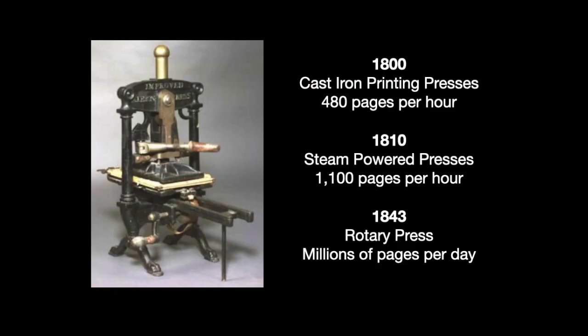So let's look at the printing press. Other major innovations are happening at this time. So 1800, we have the cast iron printing presses that allowed printing presses to go from about 250 pages per day to about 480 pages per hour. 1810, not even a decade later, we're now doing 1,100 pages per hour with steam-powered presses. And then by mid-century with the rotary press, people are producing millions of pages per day in these printing presses. So this is an extraordinary transformation.